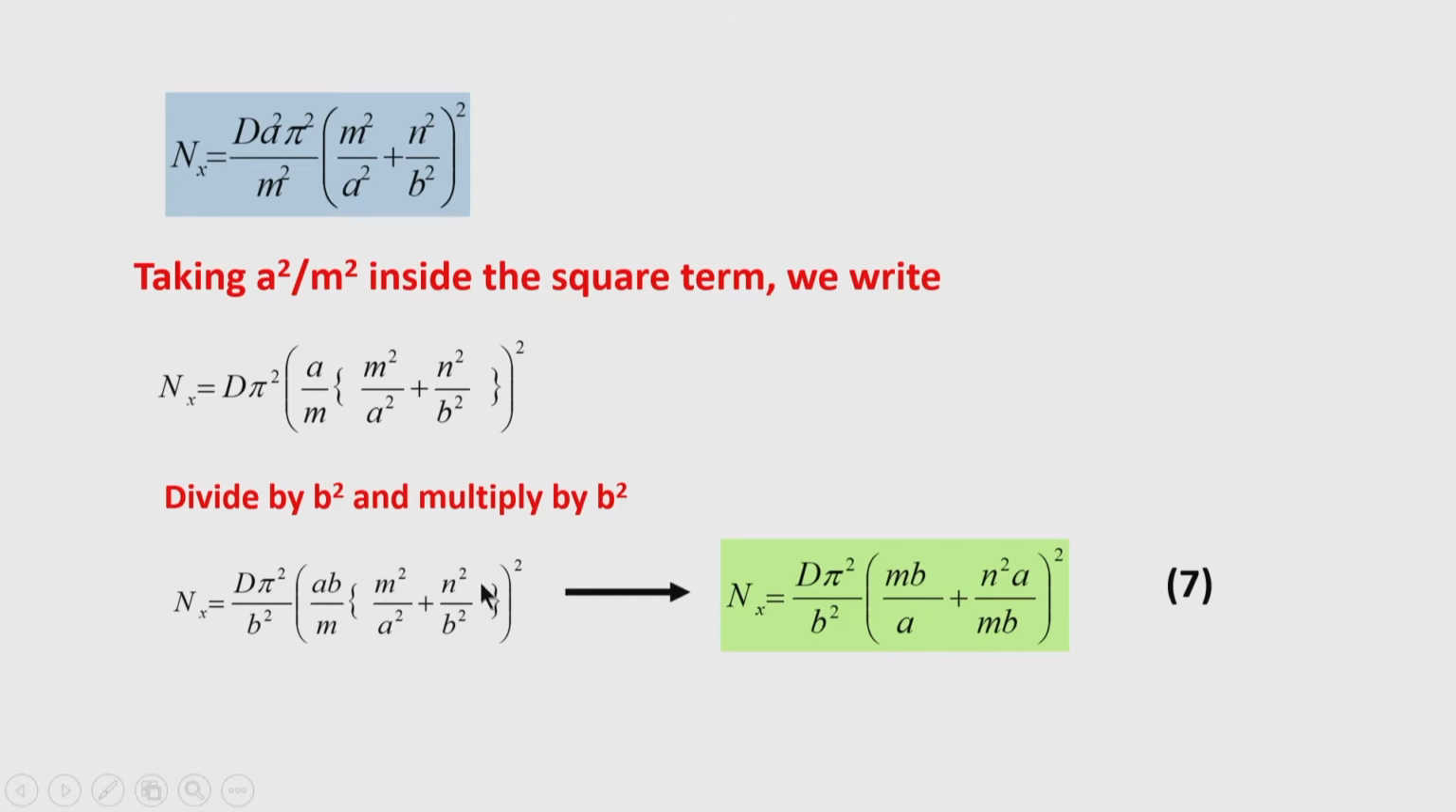Similarly, if I multiply the second term n square by b square by a b by m, then I am getting n square a by m b. Okay, n square a by m b. So, this term is obtained. Now, this expression is very much useful, or it will be used to find the buckling load.